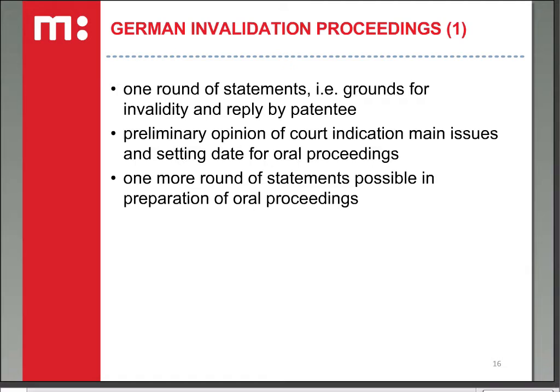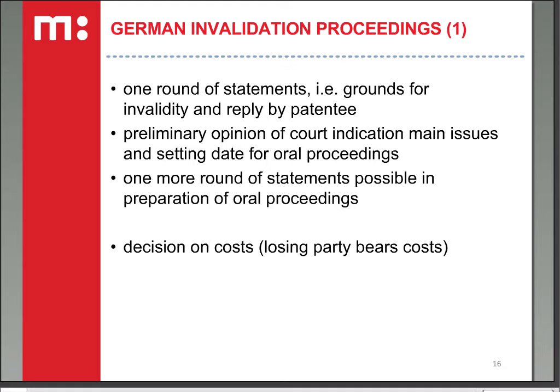A very, very important difference between an opposition at the EPO and a German invalidation at the Federal Patent Court are the costs. At the EPO, each party bears its own costs. So even if you lose, you don't have to reimburse the other party. However, at German nullity actions, there will be a decision on the costs rendered by the court, and the losing party will have to bear the costs of the winning party.